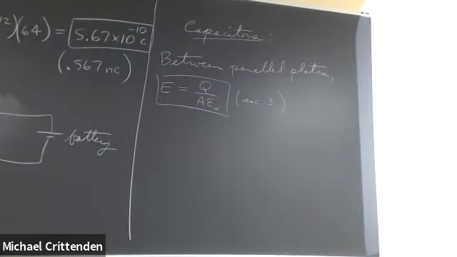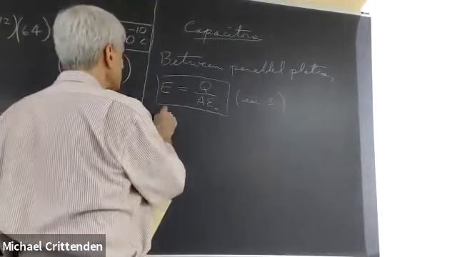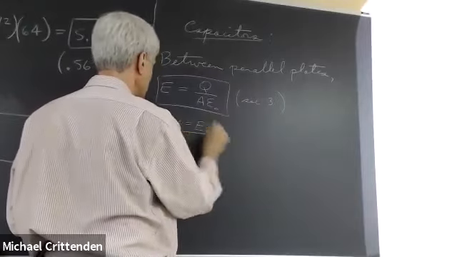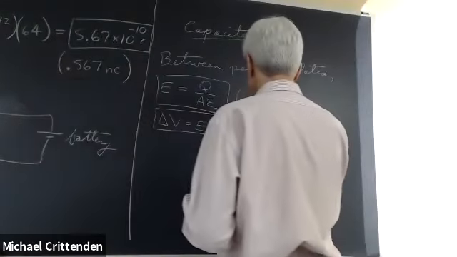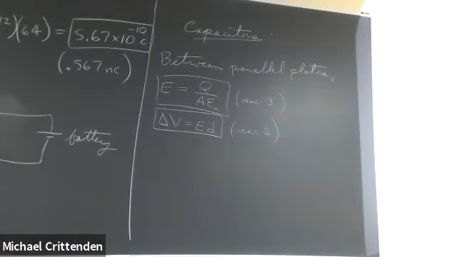So from Gauss's law, we have that the electric field between these plates is equal to that. And from section 2, we have the electric field between the plates is related to the voltage you've applied to those plates by that. Volts per meter times meters equals volts.